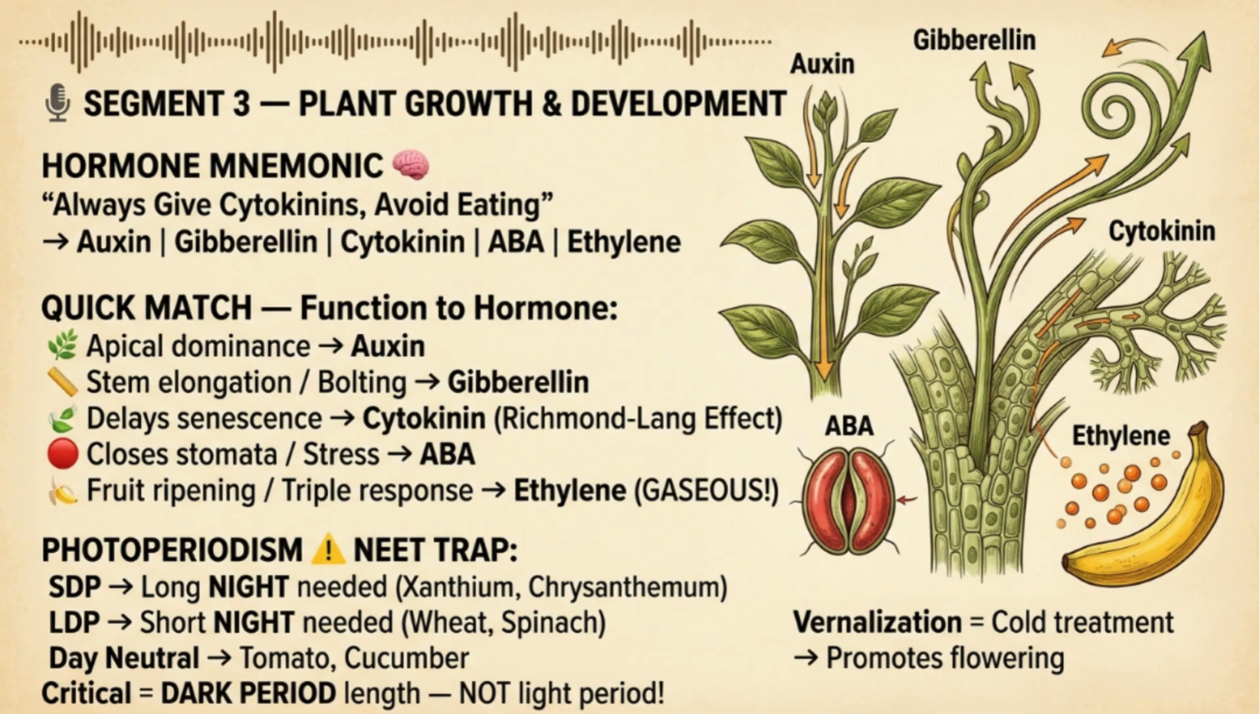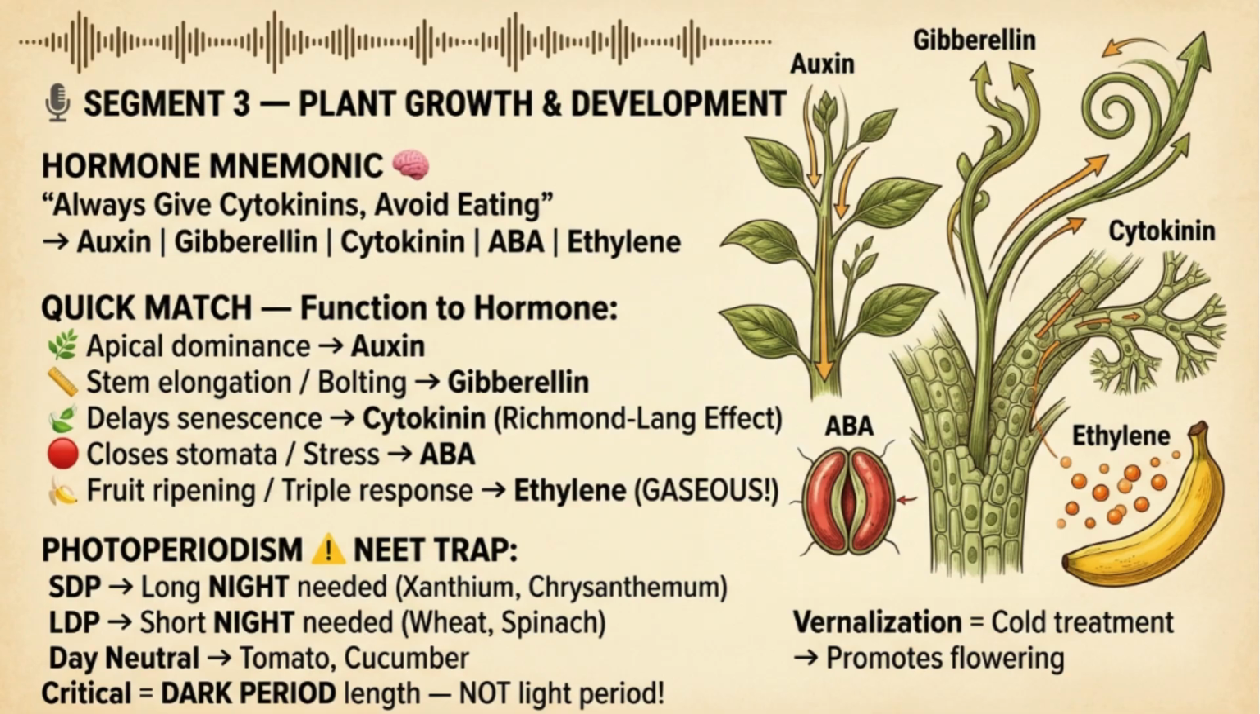Scenario 4. It's a hot, dry summer. A plant closes all its stomata to prevent water loss. Which hormone triggers this? Abscisic acid, ABA. This is called the stress hormone. ABA also maintains seed dormancy and promotes leaf abscission. Remember, ABA means stress and shutdown.